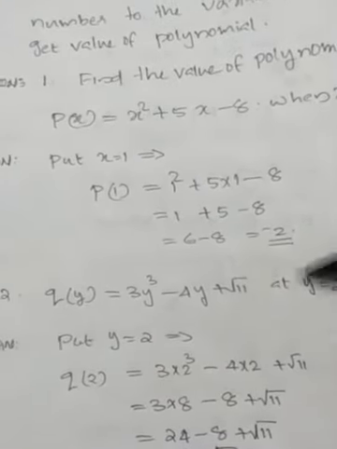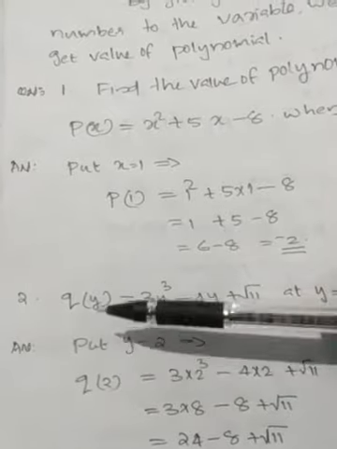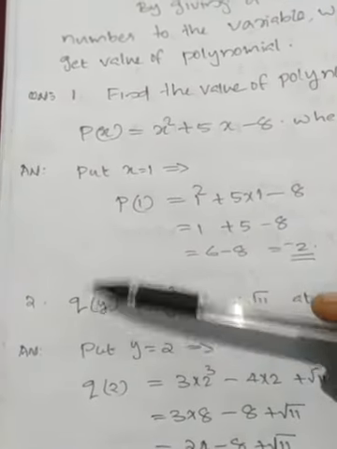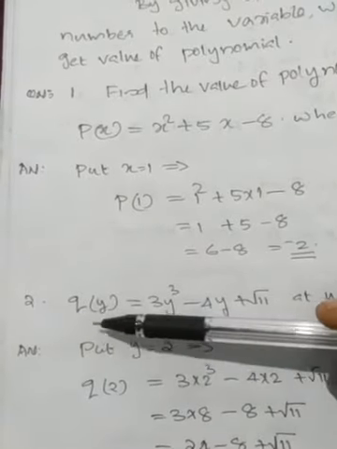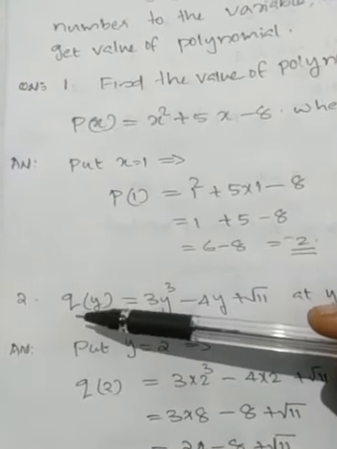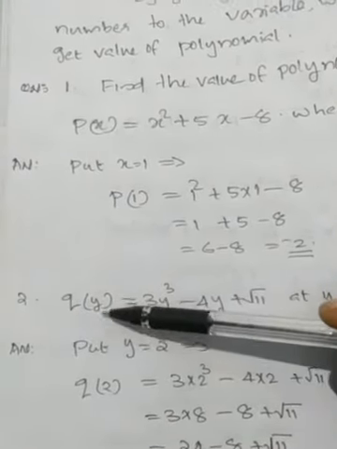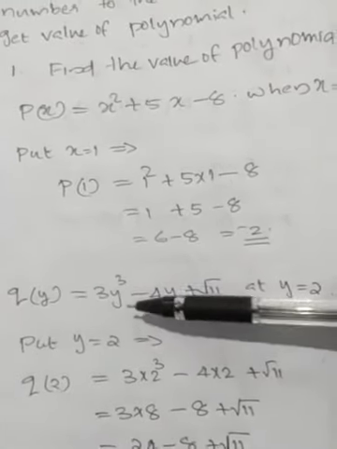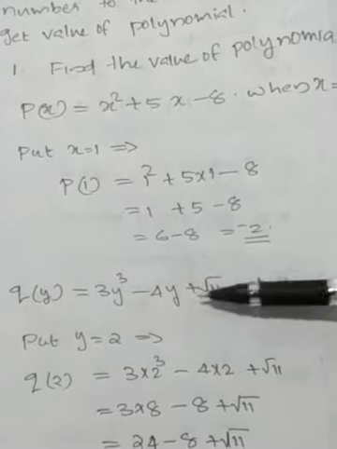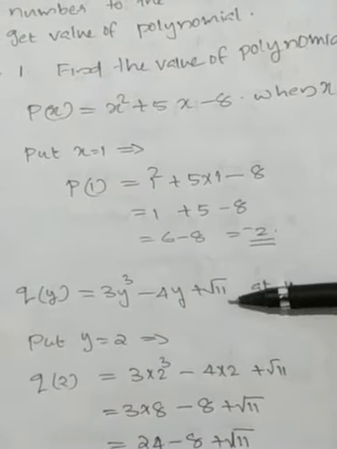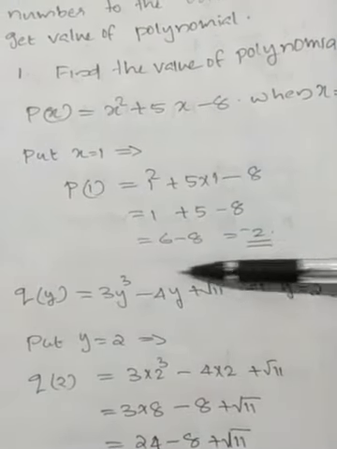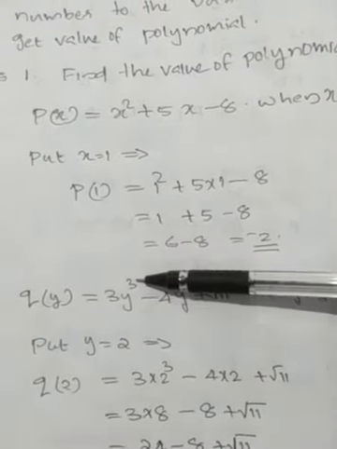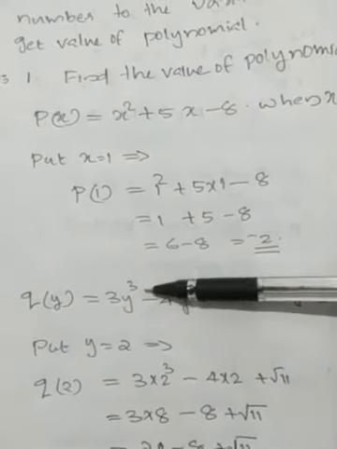One more question you just look at. We can denote the variable using P, Q, R, S, any letter. So it is Q of y, a polynomial in y. Q of y equal to 3y cube minus 4y plus root 11. You know what type of polynomial this is? It is a cubic polynomial because the degree is 3.